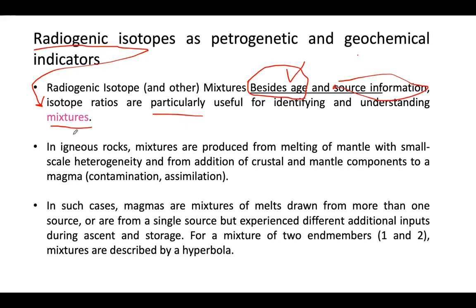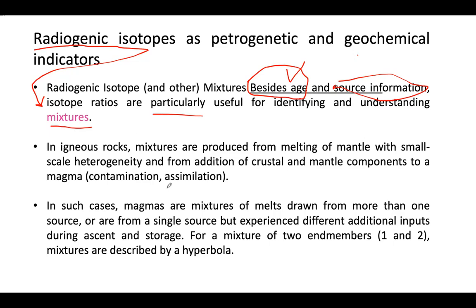Different systematics can be used. So systematics means isotope ratio values and how they behave, right? With respect to each and every isotope system: rubidium, strontium, samarium, neodymium. So if you want to do lutetium hafnium isotopes, then you call it lutetium hafnium systematics, right? Isotope systematics. That's the technical term we use, okay?